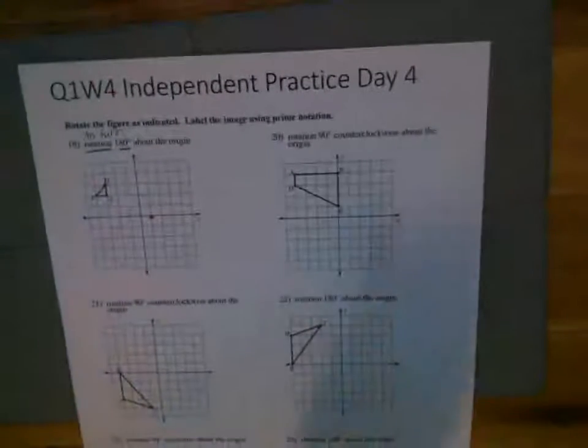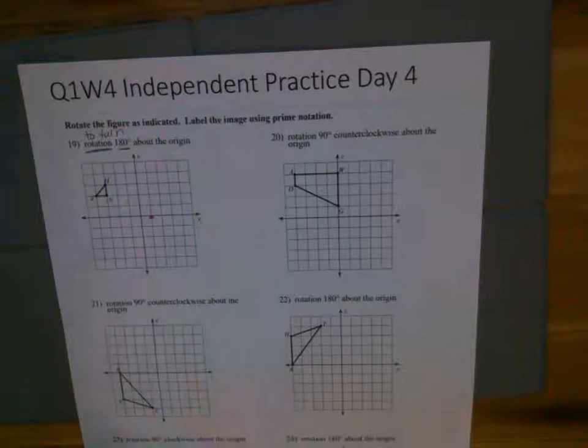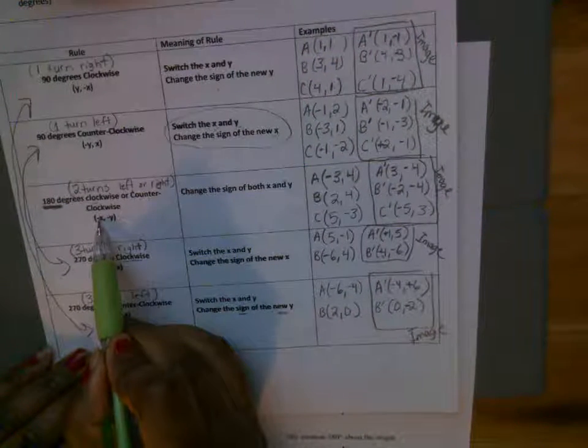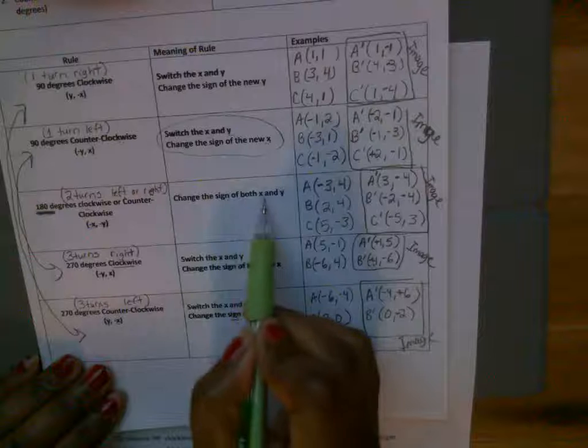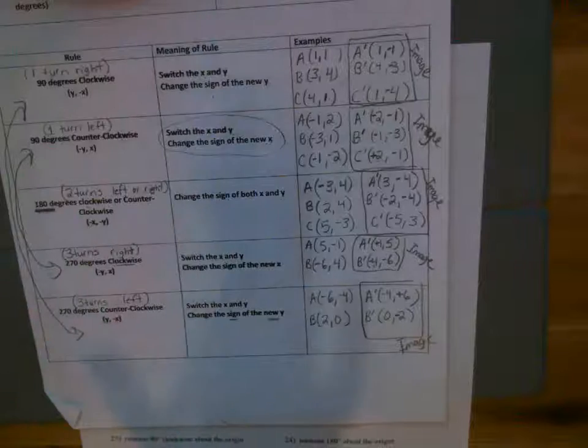All right, so since we can't physically pick up our Chromebooks or our computers, we are going to use the rule. So the rule says here, look at this. You see how it just changes the sign? So basically, all we're doing is just changing the sign of both X and Y. That means if X and Y is positive, you're going to change it to a negative. If it's negative, you're going to change it to a positive. Any questions before I move on?